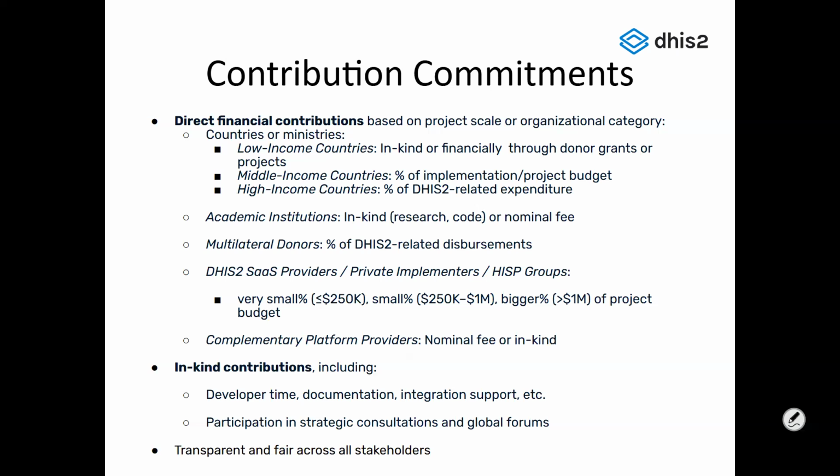We're now seeing that some countries are able to make direct contributions, right? Not necessarily low income countries, but some middle and high income countries are able to say, yeah, we would love to pay University of Oslo. We're implementing DHIS2. Just tell us how to, right? How much do they pay?